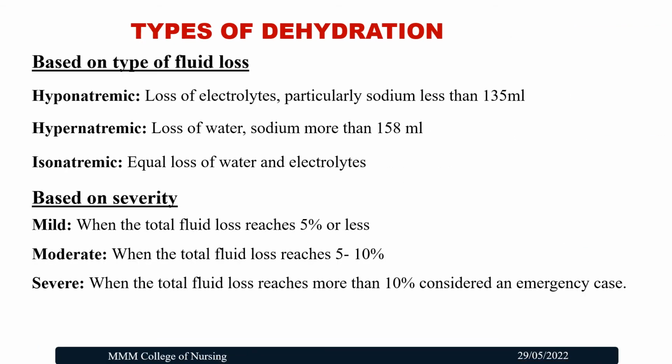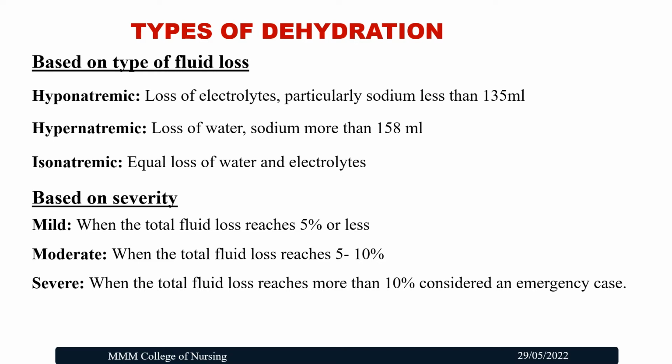Next, we can see about the types of dehydration. It can be based on type of fluid loss or based on severity of fluid loss. The first one is based on type of fluid loss: hyponatremic, hypernatremic, isonatremic. Hyponatremic means loss of electrolytes, particularly sodium, less than 135, and hypernatremic means loss of water and sodium more than 158, and isonatremic means equal loss of water and electrolytes.